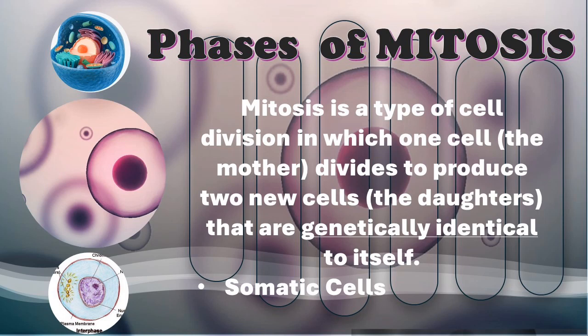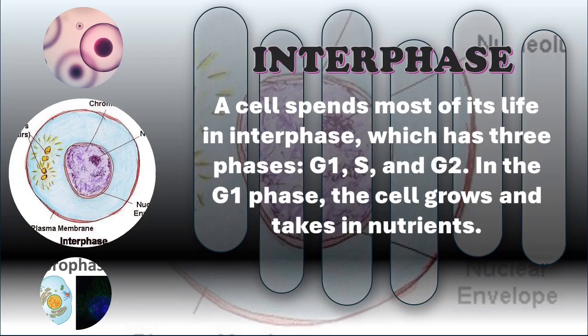Now we will talk about the different phases of mitosis. But before that, what is mitosis? Mitosis is a type of cell division in which one cell, the mother, divides to produce two new cells. These two new cells are called the daughter cells, which are genetically identical to the mother cell. But before that, we will first tackle the interphase.